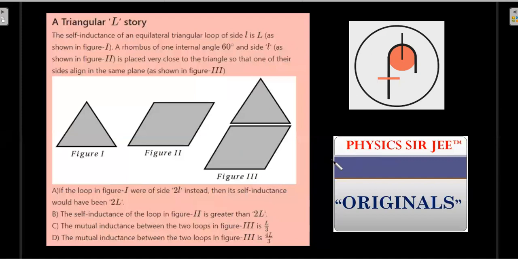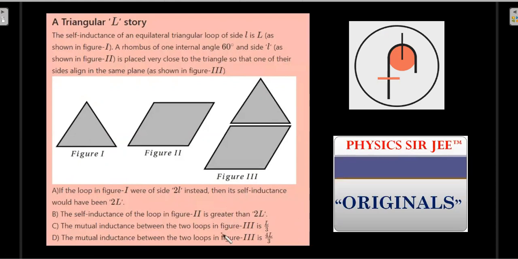For those who have not attempted that exam, I would request you to pause the video here and give it a try for 5 to 10 minutes, and do come back for the concept solution and the practice problems at the end.